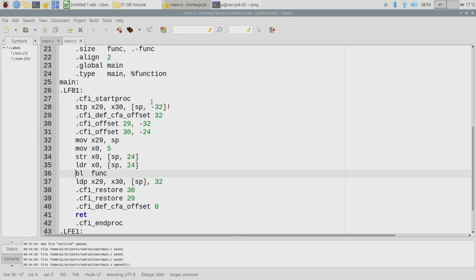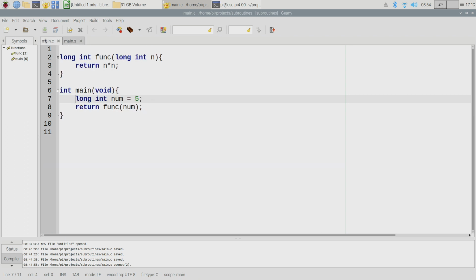If I'm going to execute this function, the main function is going to call the func function. But then after the func function runs, it comes back to the main function. Well, how does it know where to go back to in the main function? This record of where you came from.